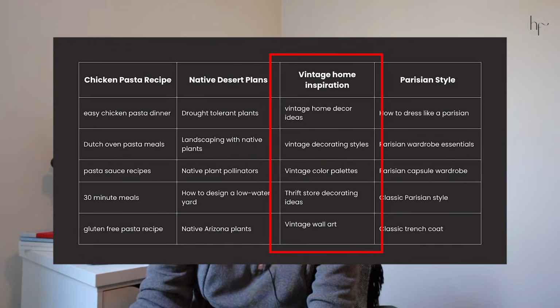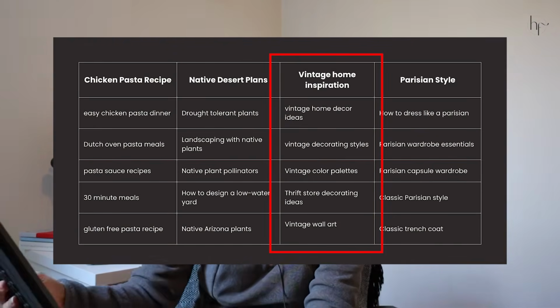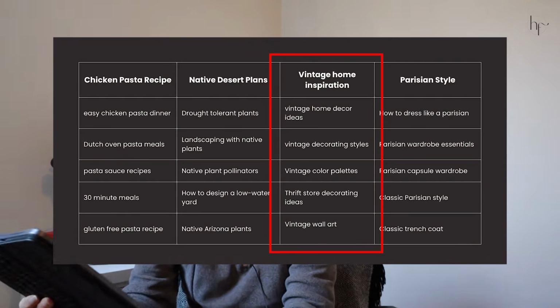Moving on to the next example, these were fun to put together, by the way. These are all actual Pinterest keywords. So if you are in this niche, any of these niches, you should definitely steal these. So the next one is vintage home inspiration. You might be looking for vintage home decor ideas, or you might be looking for vintage decorating styles.